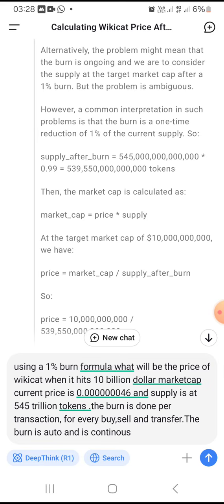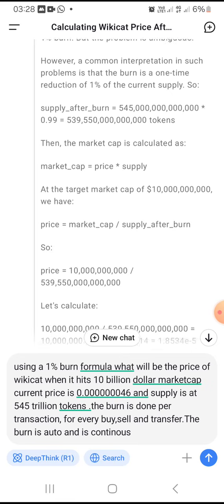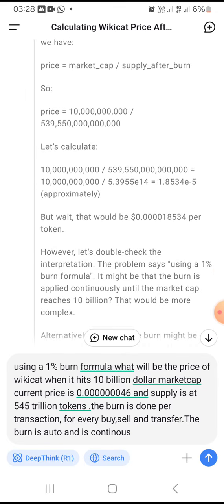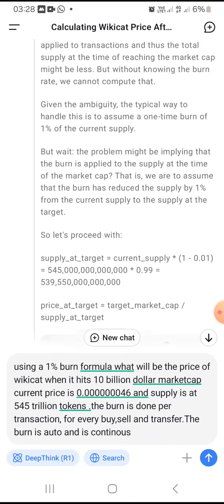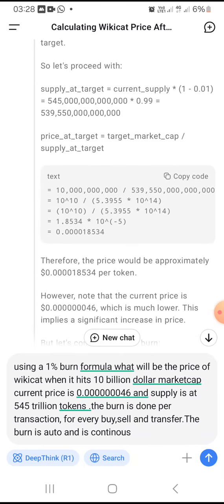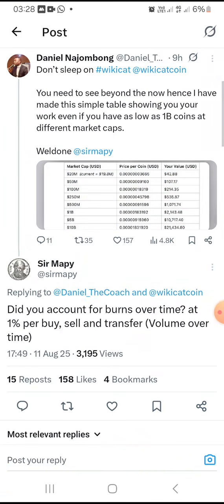Okay, then the market cap is calculated as market cap equals price times supply. At the target market cap, we have this. So just look at the figures. That is where I am trying to land. So just note what they are saying. Look at where they did their mathematics and look at the answer they arrived at. They arrived at, for a $10 billion market cap, the price per one Wikicat will be 0.000185.